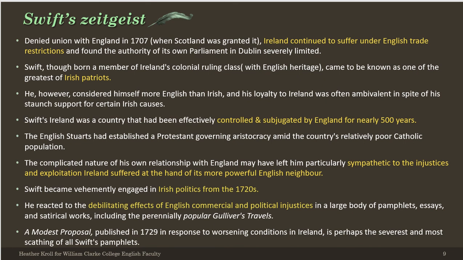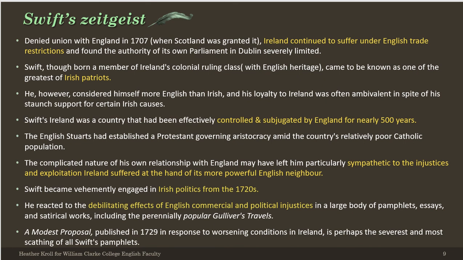He reacted to the debilitating effects of English commercial and political injustices with a large body of pamphlets, essays and satirical works, including the perennially popular Gulliver's Travels. That was popular at the time and it continues to be popular. One of his other famous works of satire is A Modest Proposal, which was published in 1729 in response to worsening economic and social conditions in Ireland.